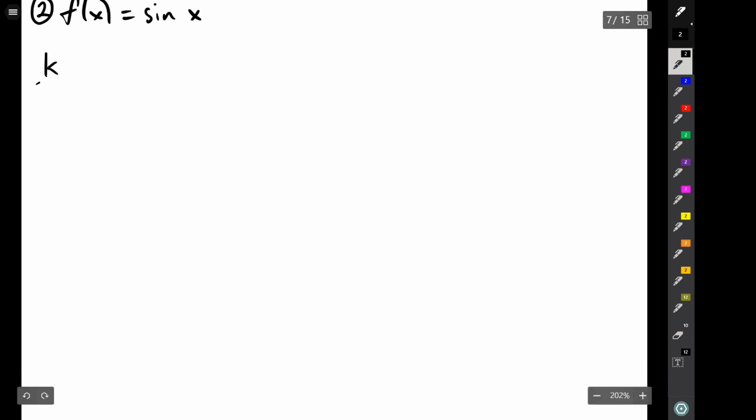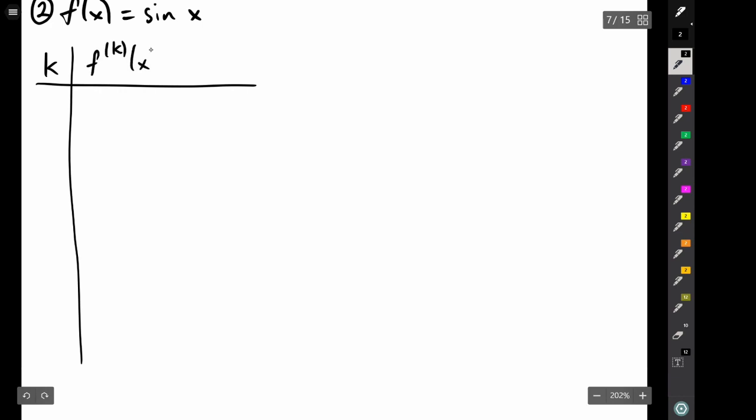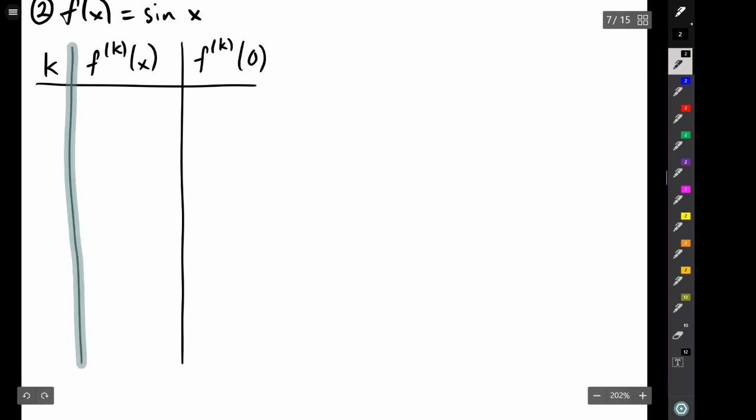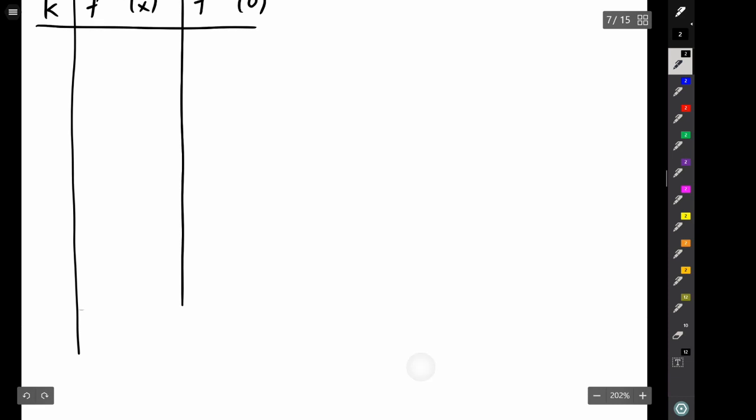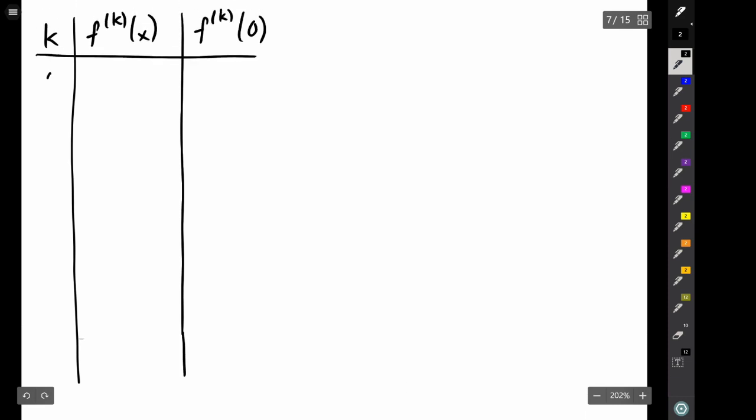Okay, so we have k. We have the kth derivative of f at 0. I meant of f, right? So let's start working with this here. So we get 0, 1, 2, 3, 4. We'll take more if we need.